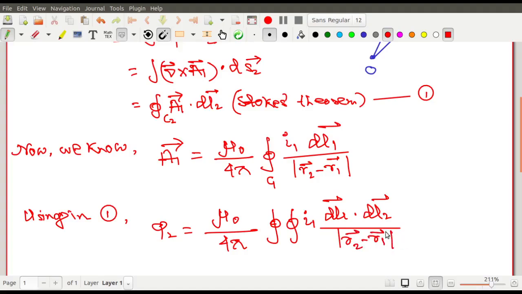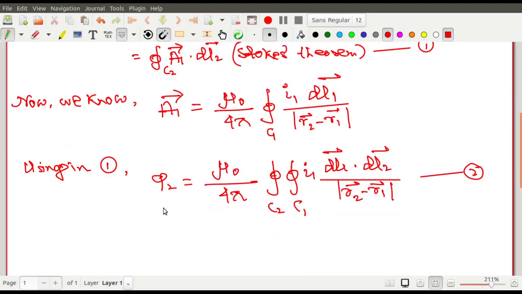So I hope that you have definitely got it. I have done nothing. One of the integrals is over C2, the first integral is over C2 and the second is over C1. That is what I have done. I just plugged in the value here, nothing else. So I get an equation over here. Suppose this one is equation number 2, and this is the flux associated with the second coil.